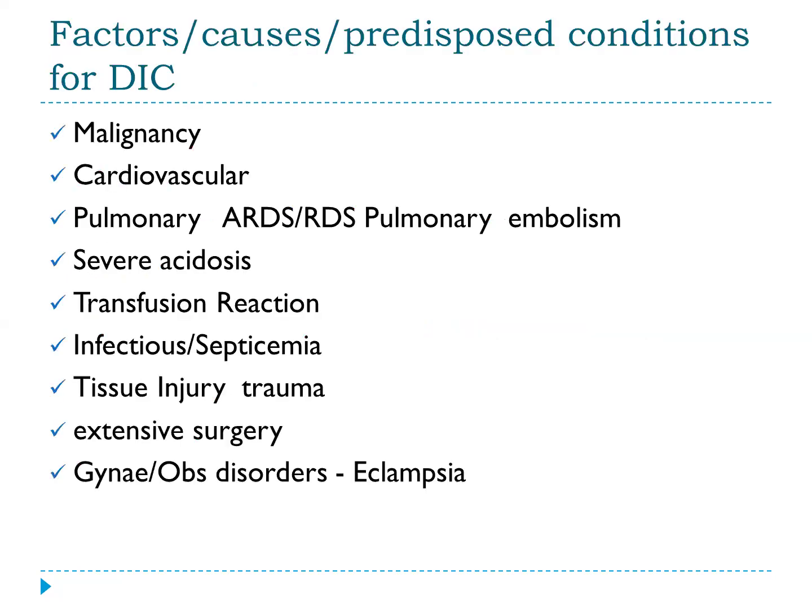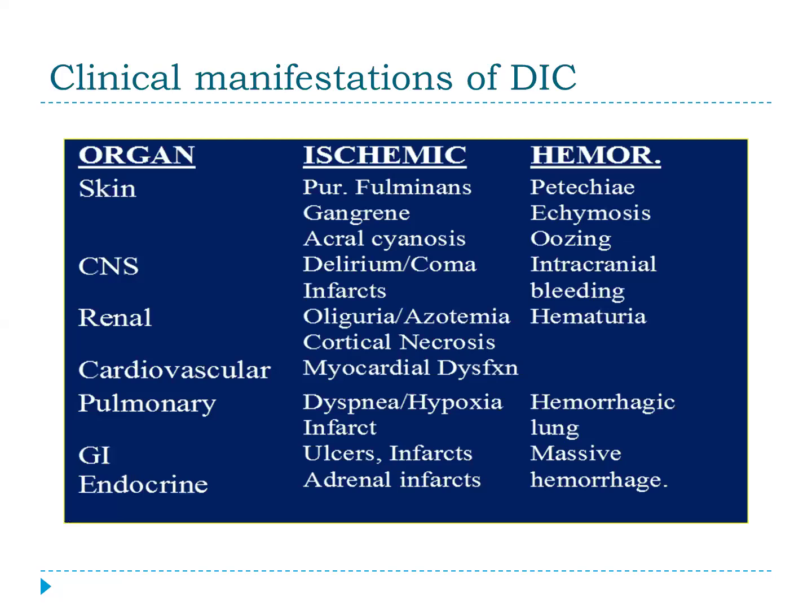The predisposing conditions are malignancy, cardiovascular diseases, and ARDS. Like in COVID, we saw a lot of DIC because the patient went into ARDS, acute respiratory distress syndrome. There's acidosis, transfusion reaction, sepsis, tissue injury, extensive surgery, and gynae operations. We see this a lot in eclampsia. So this is what happens. Anything can happen. There can be gangrene or bruises. In the heart, there can be infarcts or intracranial bleeding. There can be renal necrosis or hemorrhage. There can be myocardial dysfunction or dyspnea with hemorrhagic lungs. There can be ulcers, and there can be hemorrhage. So a lot of things can happen simultaneously.